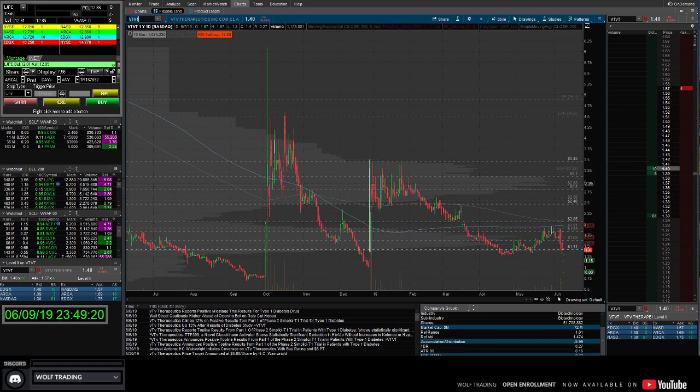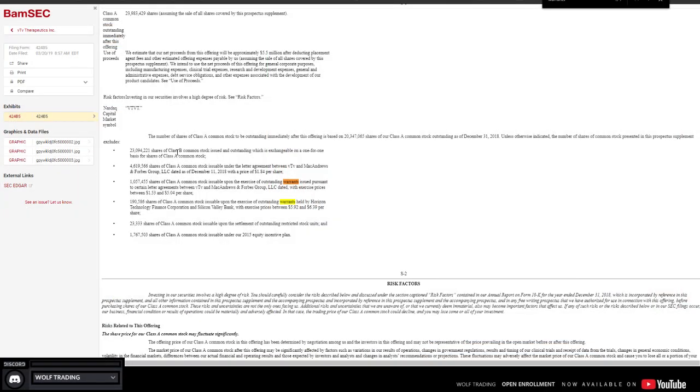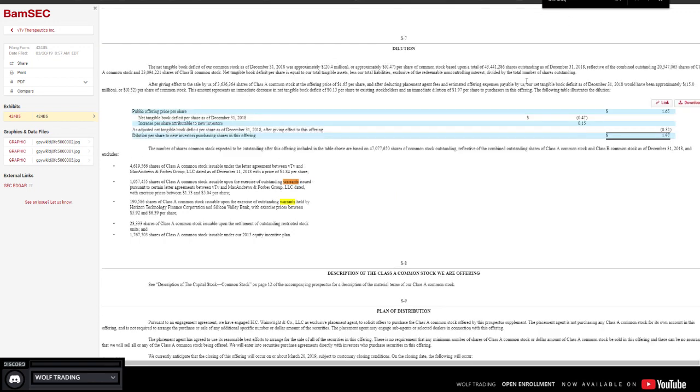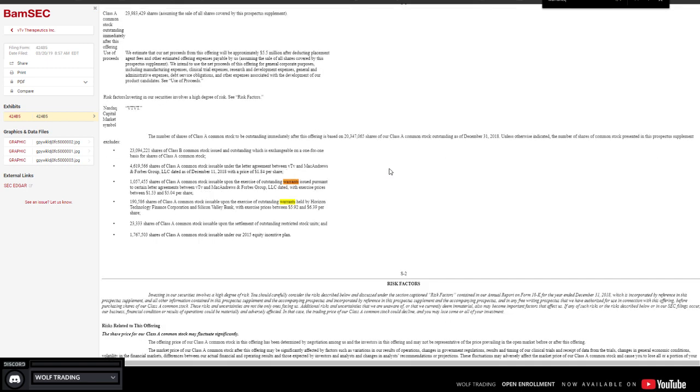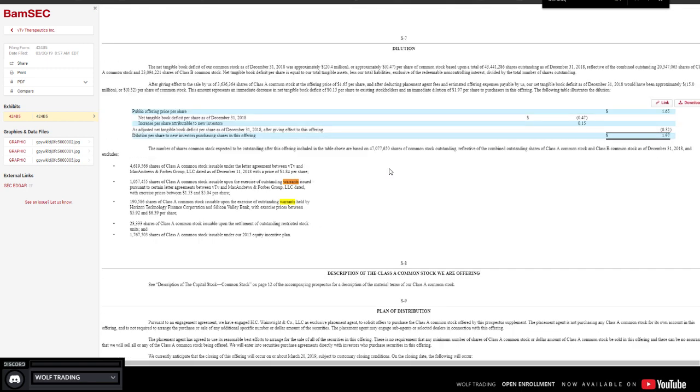Okay, so let's go back to BAMSEC. Let's see if we see any other issue or any other footnotes on warrants. Again, we just see the 1 million at $1.53. And that's all I see. Okay, so that one was fairly simple. Looks like they already did dump these warrants. I'm going to go ahead and pull up the daily chart over here.